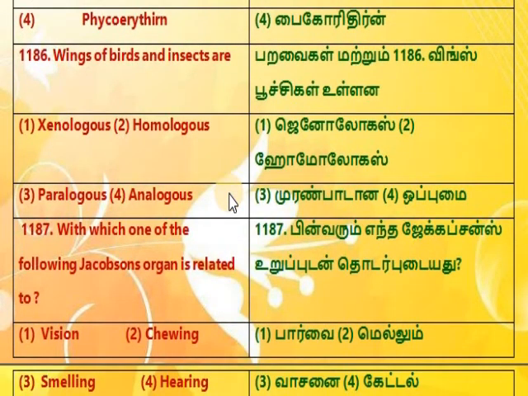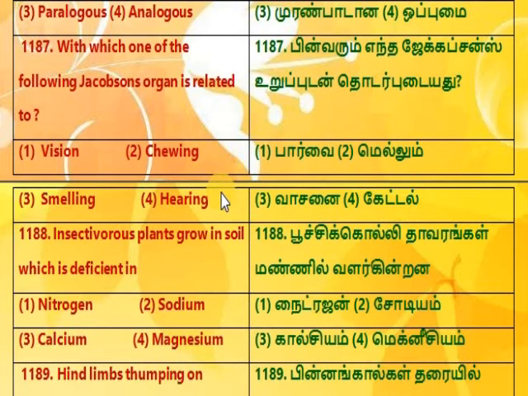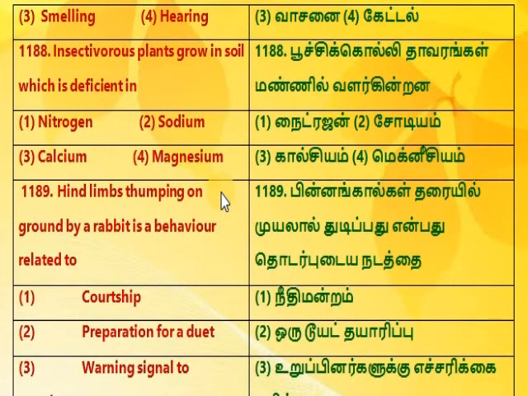1186. Wings of birds and insects are: 1. Xenologous, 2. Homologous, 3. Paralogous, 4. Analogous. 1187. Jacobson's organ is related to: 1. Vision, 2. Chewing, 3. Smelling, 4. Hearing. 1188. Insectivorous plants grow in soil which is deficient in: 1. Nitrogen, 2. Sodium, 3. Calcium, 4. Magnesium.